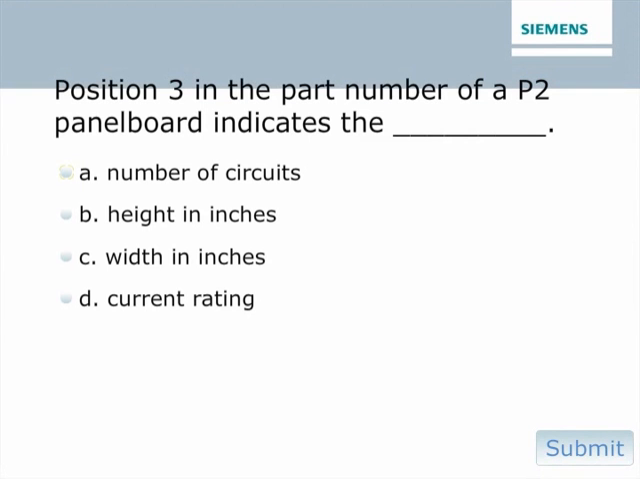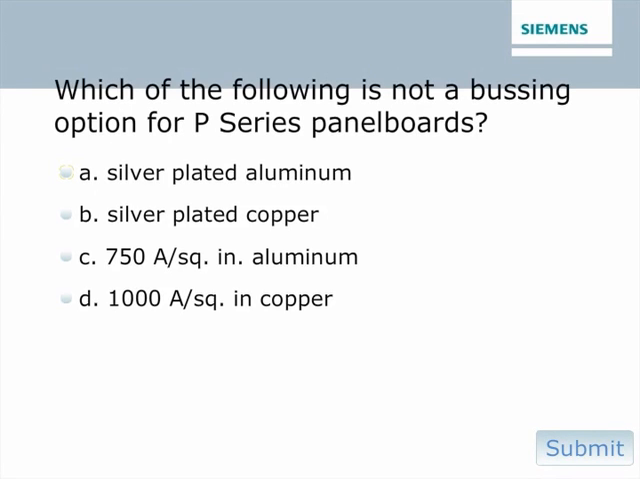Question 17. Position 3 in the part number of a P2 panel board indicates the blank. Is it A, number of circuits, B, height in inches, C, width in inches, or D, current rating? Question 18. Which of the following is not a busing option for P-series panel boards? Is it A, silver-plated aluminum, B, silver-plated copper, C, 750 square inch aluminum, or D, 1000 amp square inch copper?